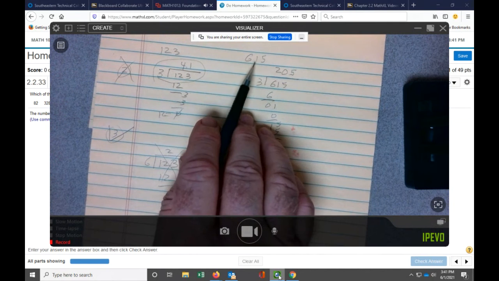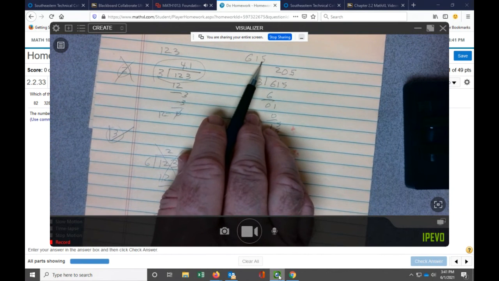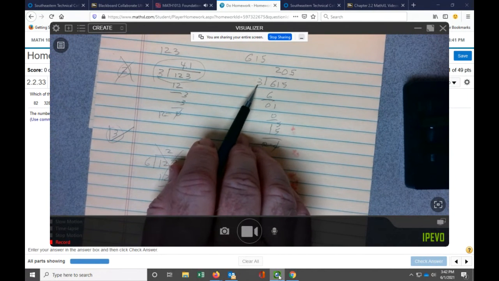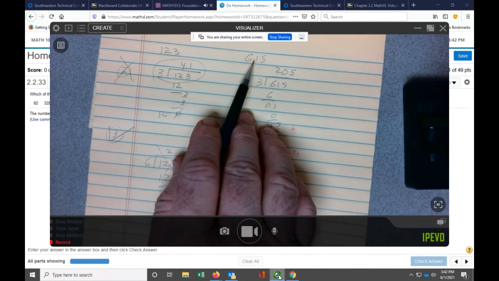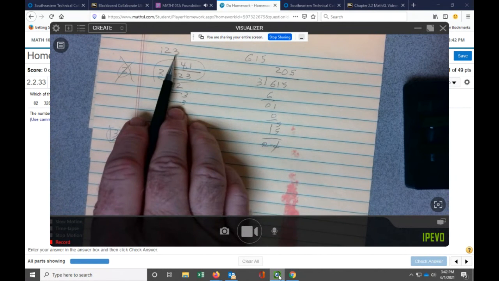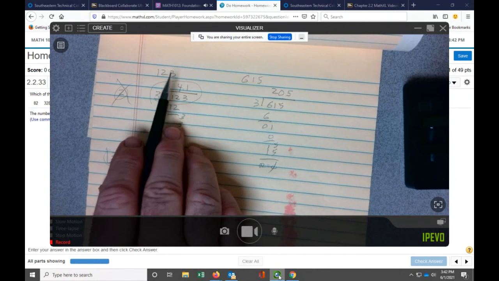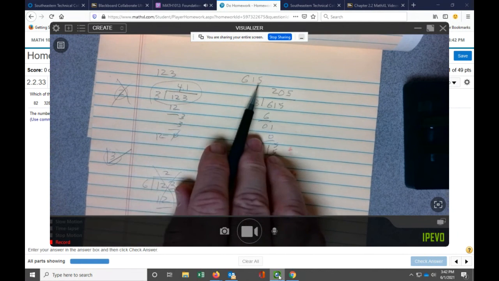What about this one? 6 plus 1 is 7, plus 5 is 12, and 12 can be divided by 6, but this is not an even number. So nope, 6 would not be a factor. What about 3? Well, we've already proved that 3 will work. 6 plus 1 is 7, plus 5 is 12, and 12 can be divided by 3. What about 5? No. And why? Because this does not end in 5 or 0. That's the usual test for 5. If the ones value is not 5 or 0, then it will not work. And this one, 5 will work.